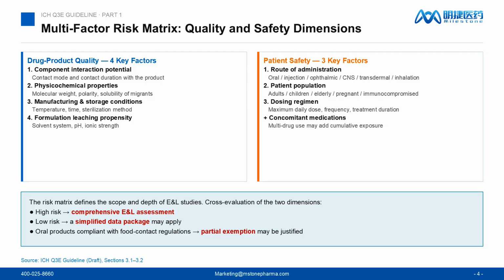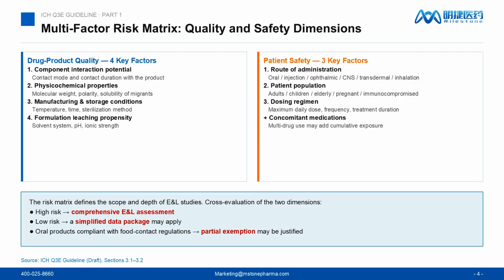Here is the engine of the risk assessment, the multi-factor risk matrix. It has two dimensions, product quality and patient safety, 7 factors in total. On the quality side, 4 factors. 1. Component interaction potential, basically, how intimately does the material touch your product, and for how long. A tank storing bulk solution for 6 months is very different from a tube the product passes through in 2 seconds. 2. Physical-chemical properties, molecular weight, polarity, solubility.